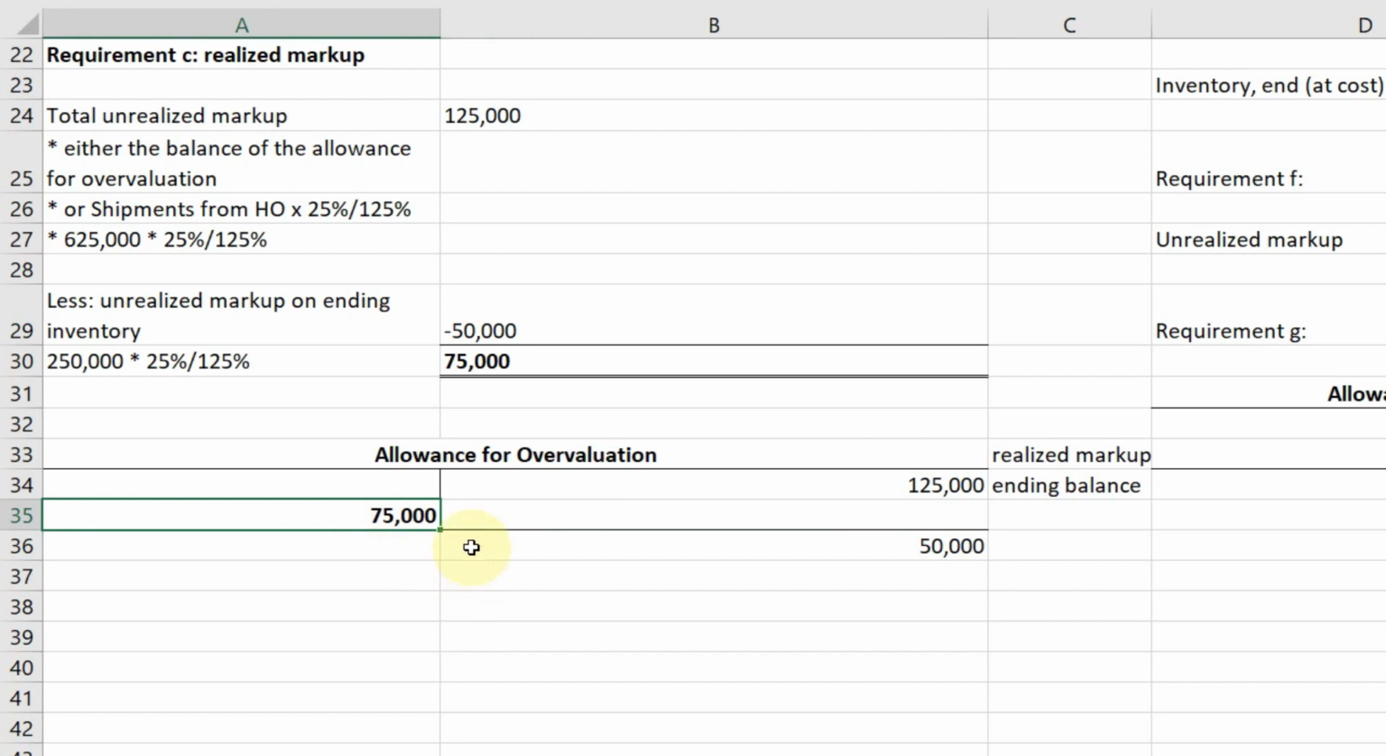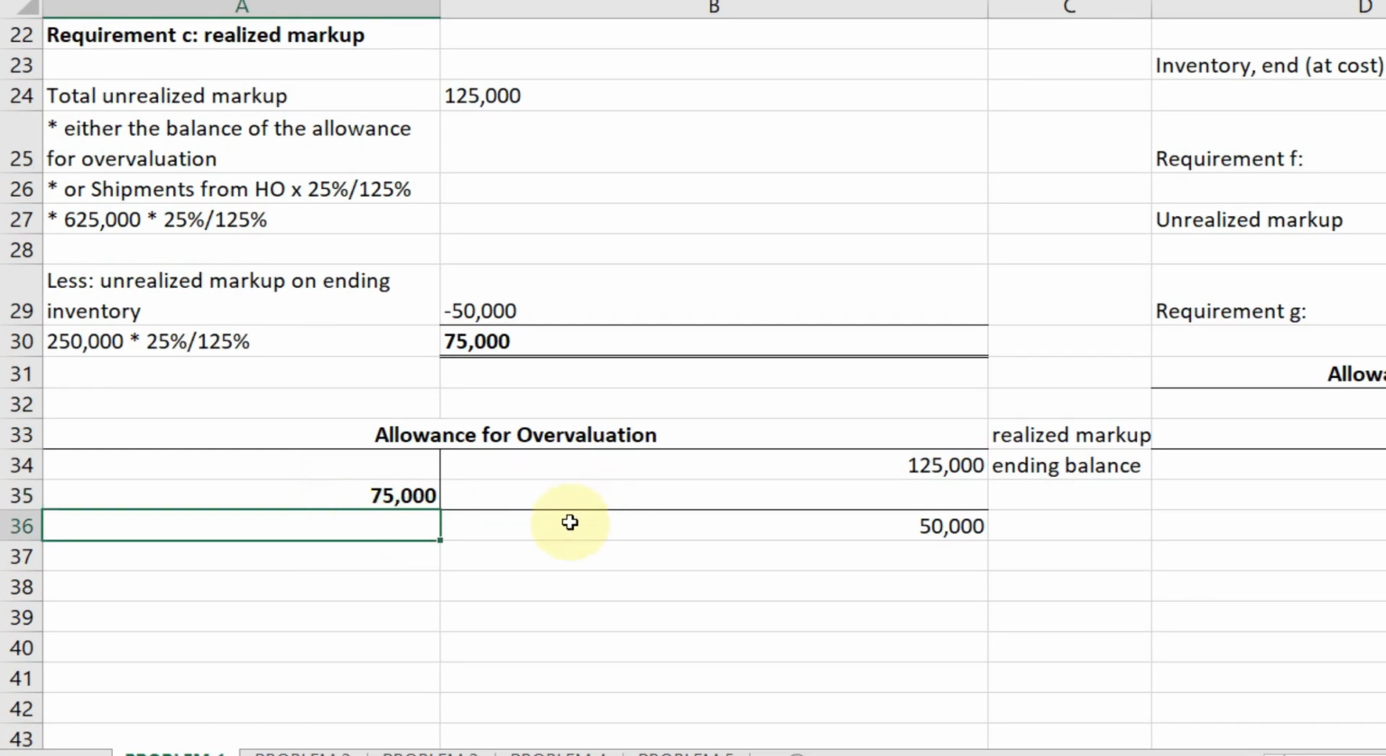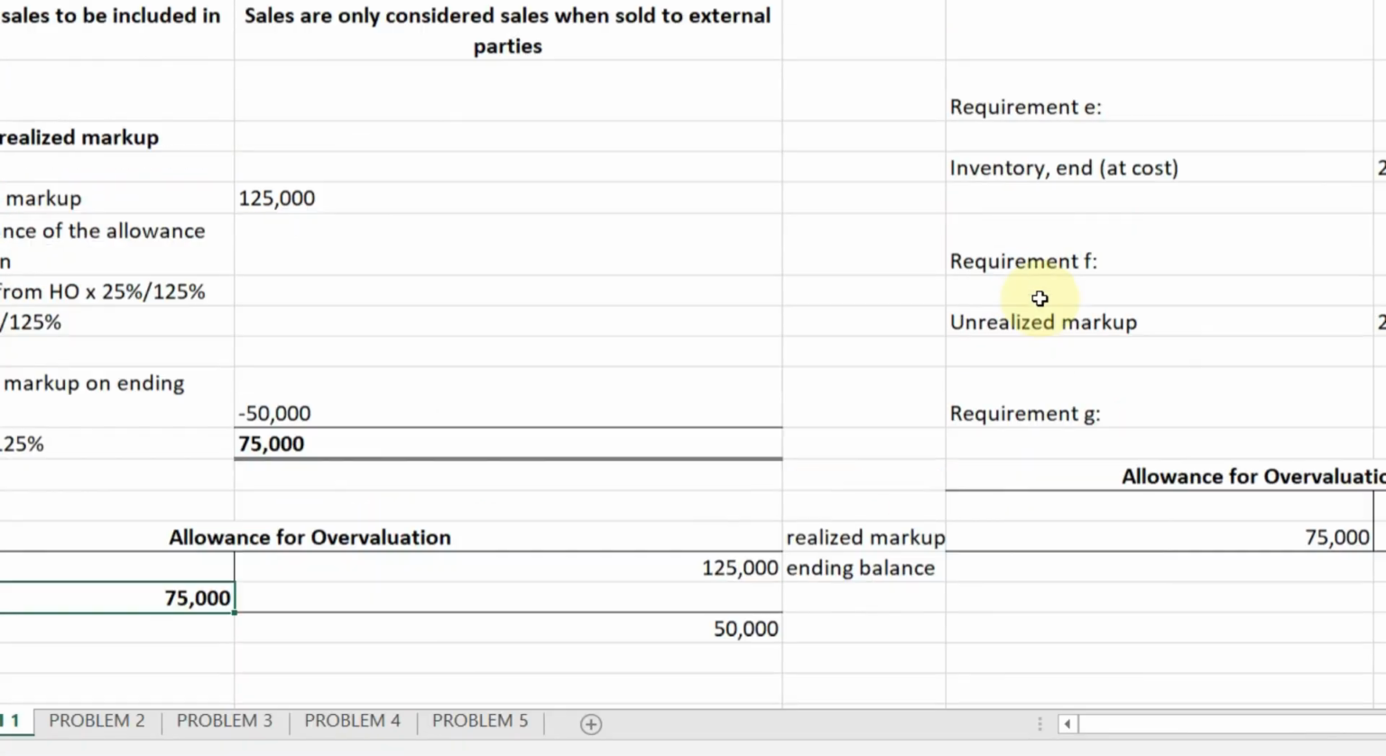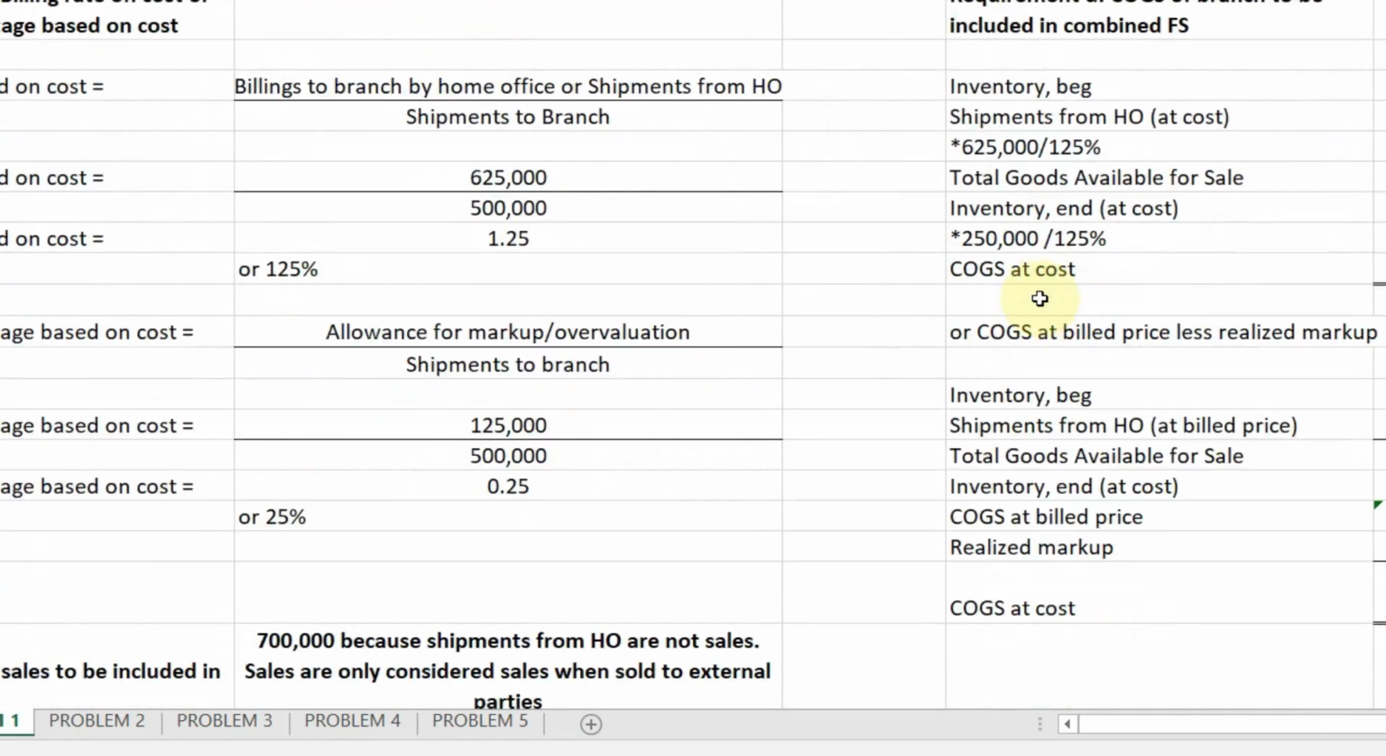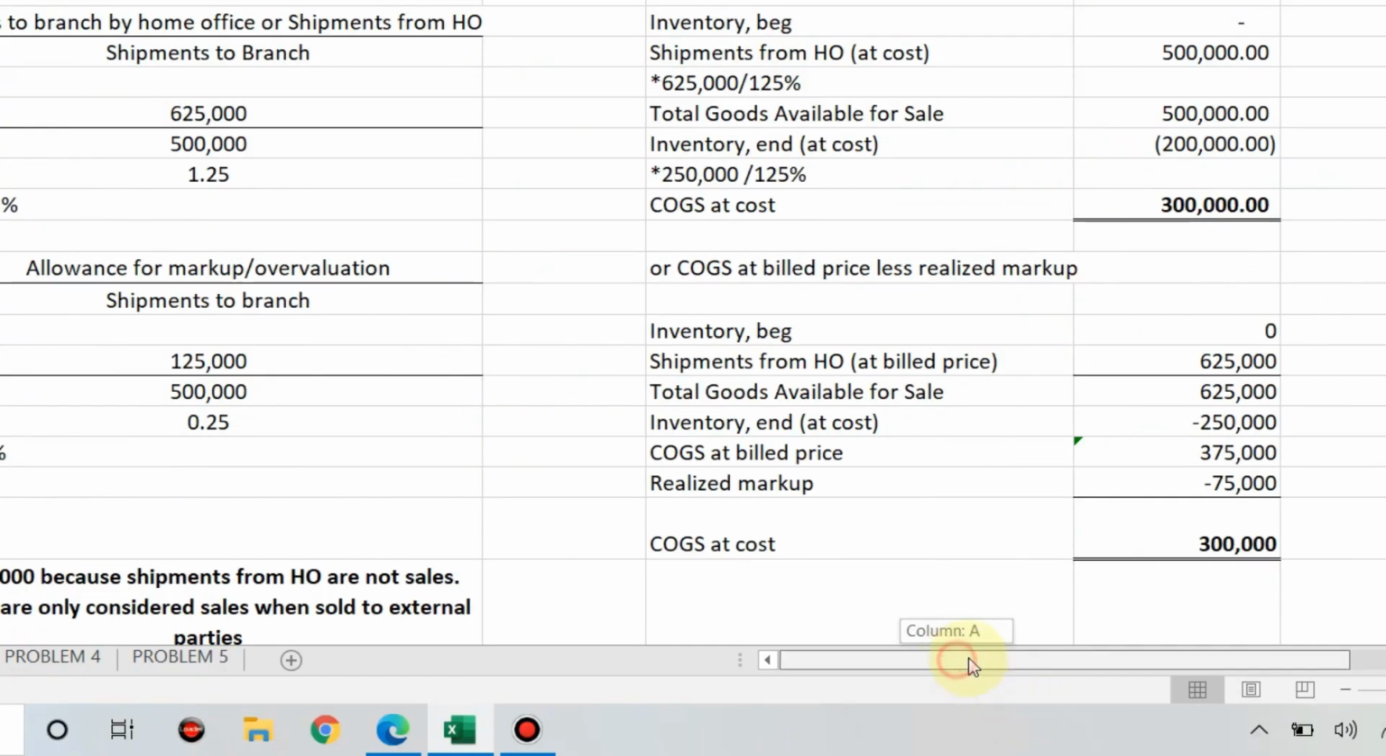So, this one, you add, walang laman to nung una, okay? You minus 0, you add 50, you minus 125, you have negative 75,000. Okay, so yeah. Okay, I hope that's clear for letter C. Next, we go to letter D. Okay, letter D na tayo.